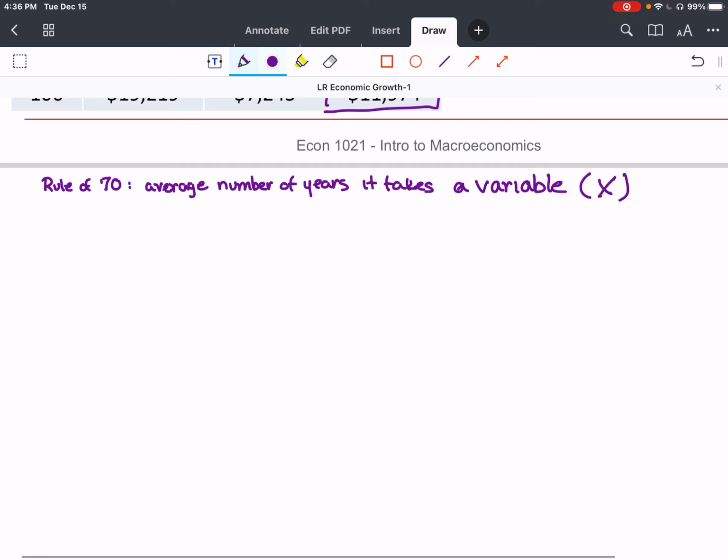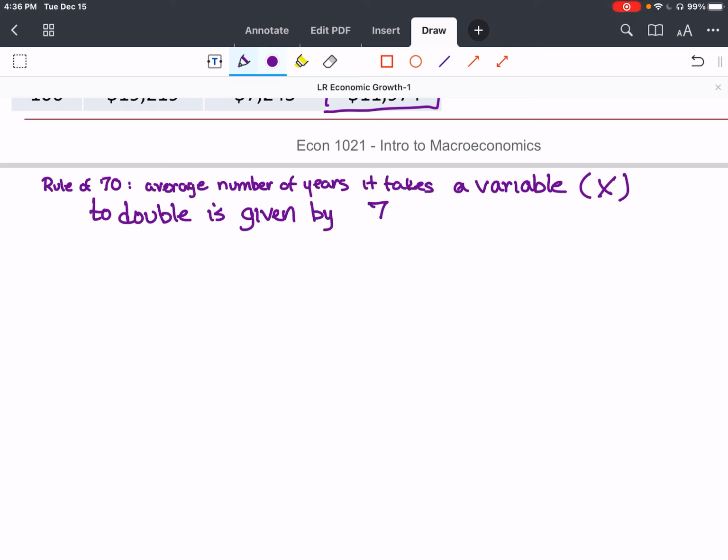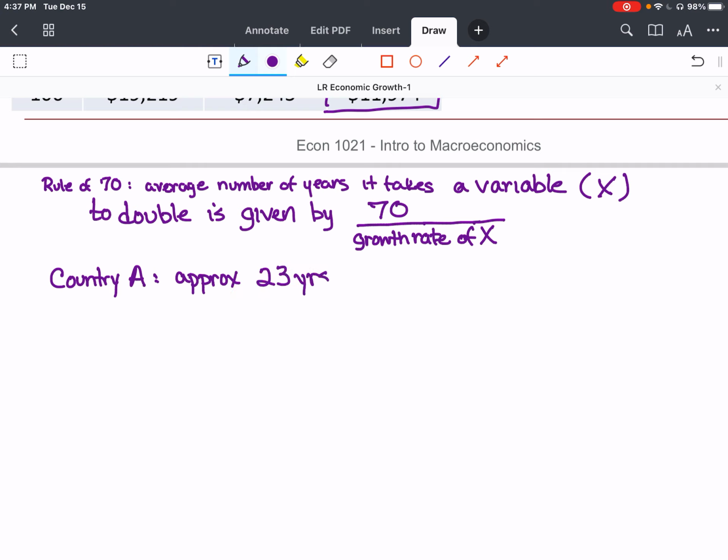We'll call that variable x for now. The time to double is given by 70 divided by the growth rate of that variable x. So for country A, we would say that approximately it takes 23 years for real GDP per capita to double. And so again, what does that mean?